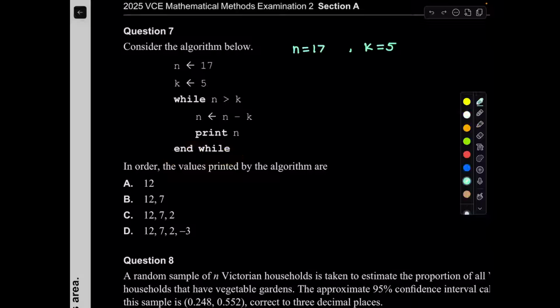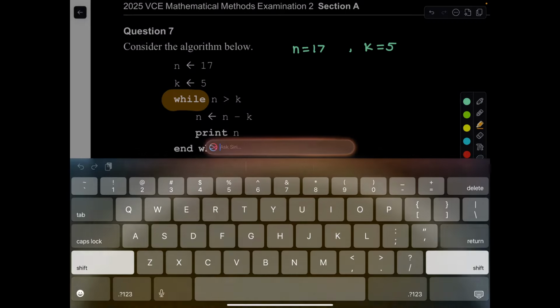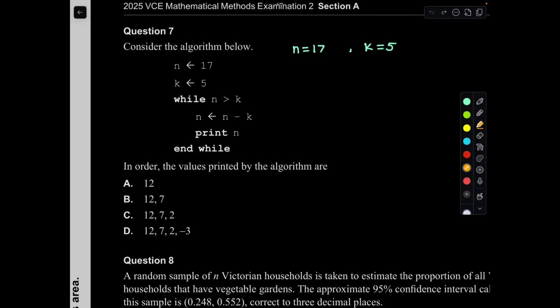All right. For example, we have to start the while loop because that's the next thing. Now to start the while loop, it says you need to make sure that n is greater than k, yeah? And is that right? Let's double check. Is 17 greater than 5? Absolutely. So unfortunately, we have to use the while loop now.